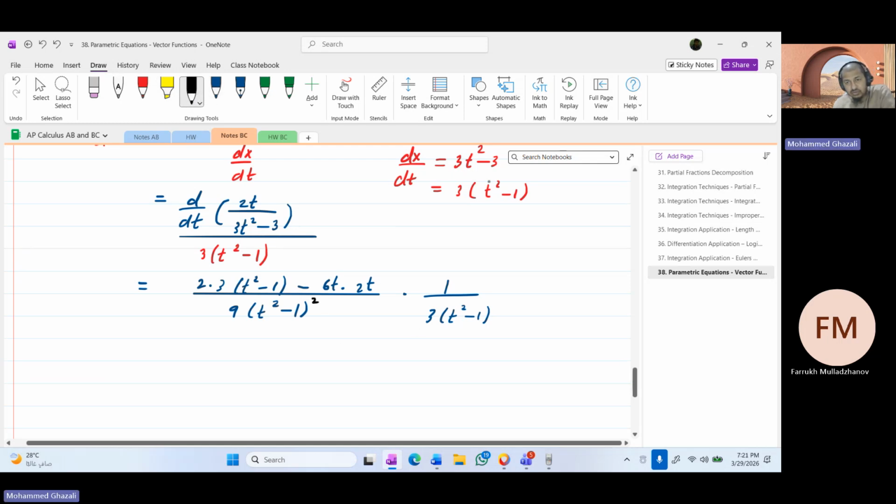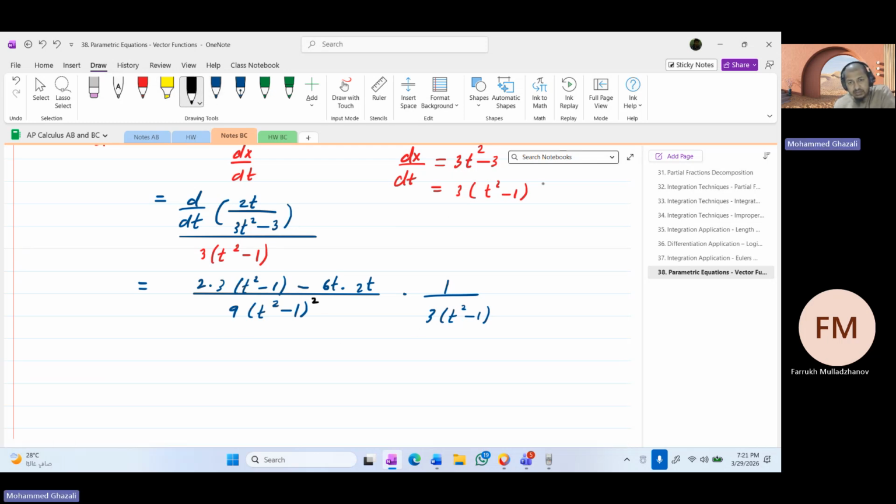Remember, there's a square there. You're squaring the denominator. 3 squared is 9. t squared minus 1 squared is this. So let's simplify the top. I've got 6t squared minus 6 minus 12t squared. Okay? Divided by 9 times 3, which is basically 27 into t squared minus 1 all to the power of 3.